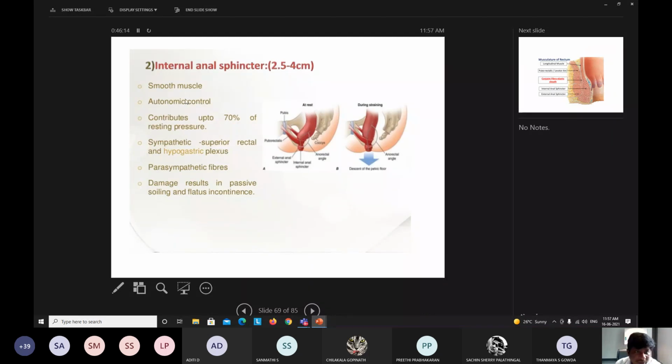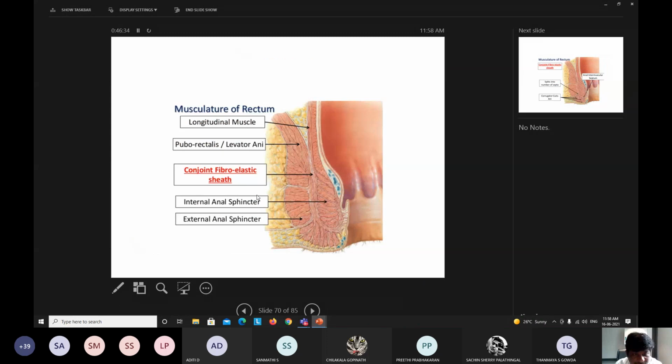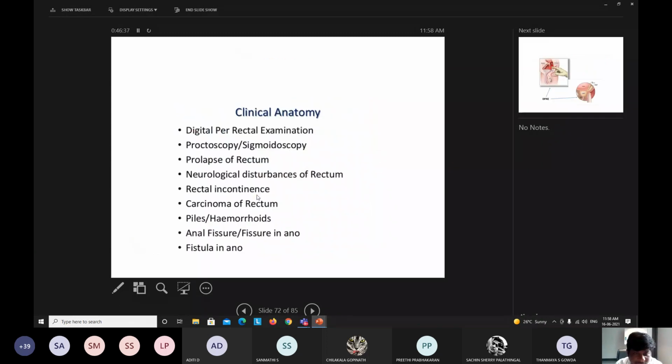It is formed by smooth muscles, under autonomic control, and contributes up to 70% of the resting pressure. The sympathetic supply is from the superior rectal and hypogastric plexus, and parasympathetic fibers also supply it. Damage results in passive seepage and flatus incontinence. This was the musculature. Now, clinical anatomy.